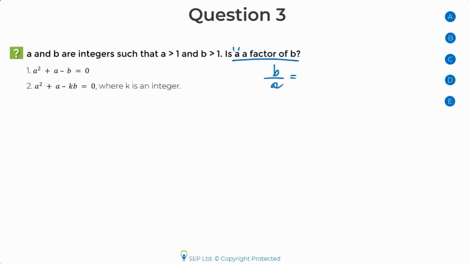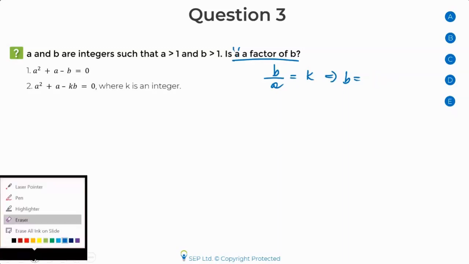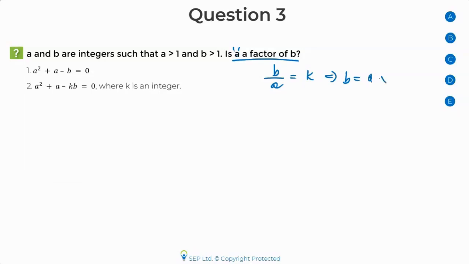Let me call it K. So what I mean is B should be K times, let me write it like this. I don't know why my pen is acting very strange today. Really sorry for this. So basically what I want is B is A times K. This is what I'm looking for. Is B equal to A times some integer? The moment I get this, I can say that particular statement is sufficient. But the idea is to write it exactly like this.